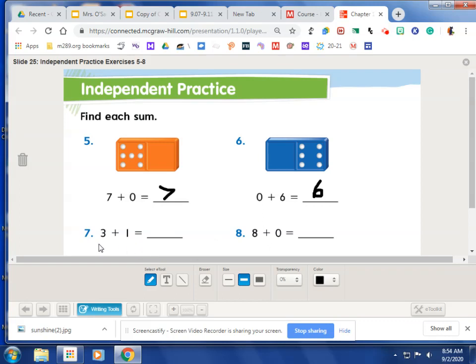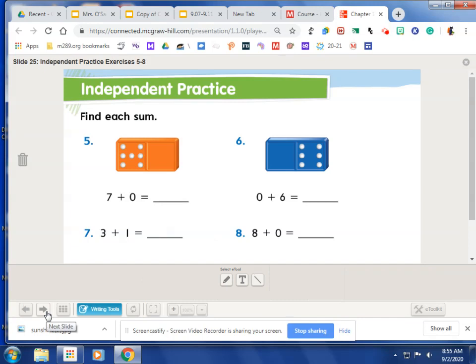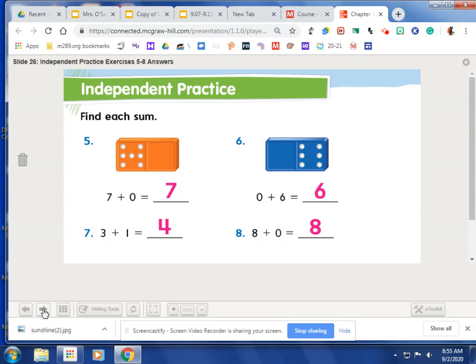But 3 plus 1, maybe I want to put some dots here. Okay? So 1, 2, 3, 4 is my answer. If you got 4, you didn't get tricked. I want you to pat yourself on the back. 8 plus 0 means that number stays the same. The sum of 8 plus 0 is 8. Write your crazy 8. And that's what your paper should look like.